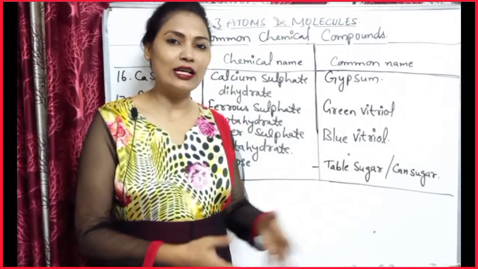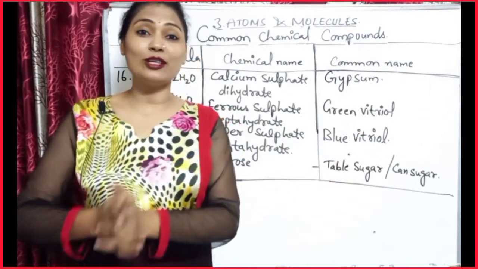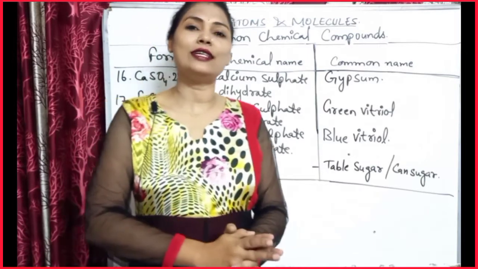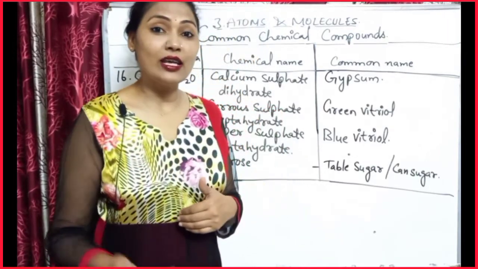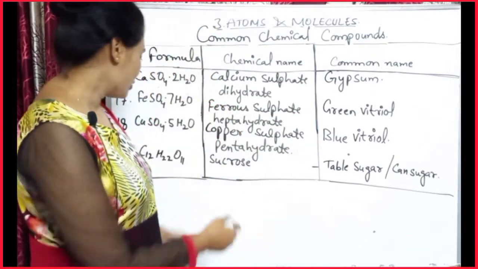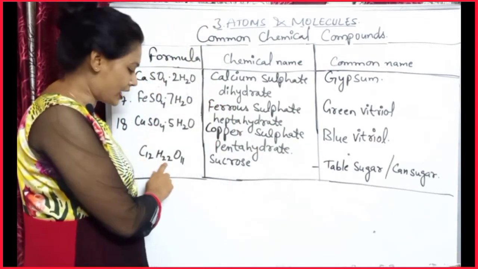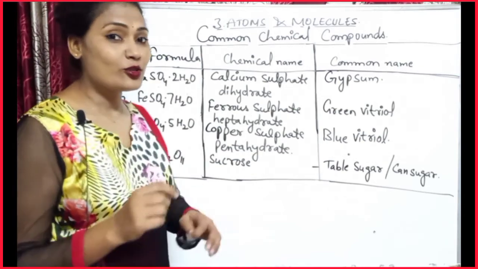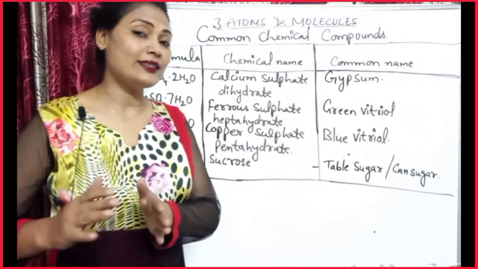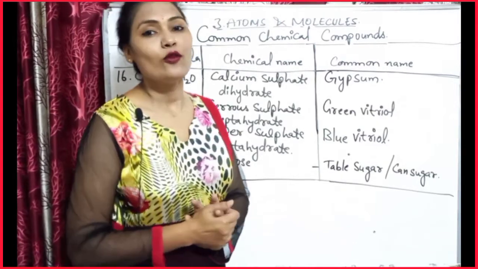Sometimes the common name will come, so if you are not aware of the common name, then how can you solve these questions? How can you write the names of the elements, like write the names of the elements which are present in sugar. So sugar contains carbon, hydrogen and oxygen. So carbon, hydrogen and oxygen are present in sugar. These are the elements. You can easily give the answer if you know the formula.